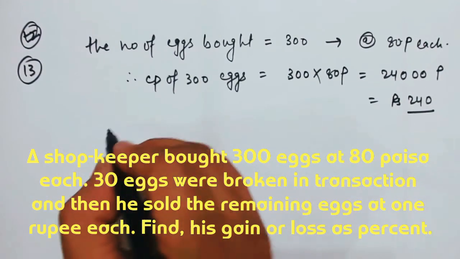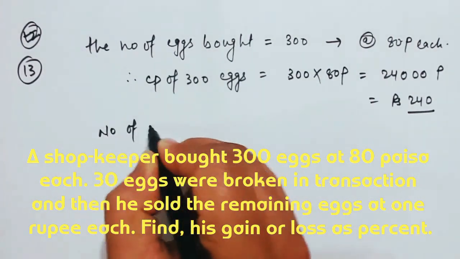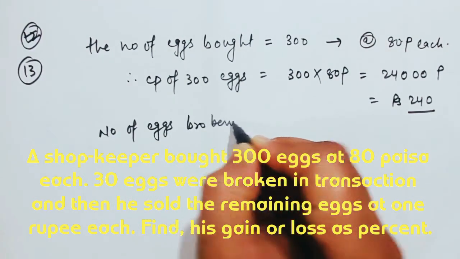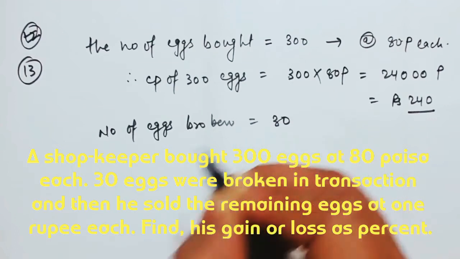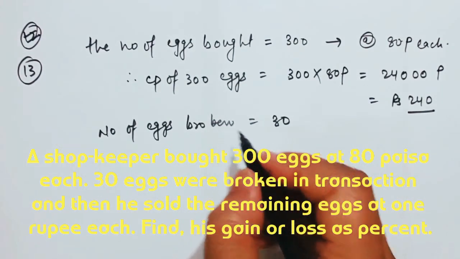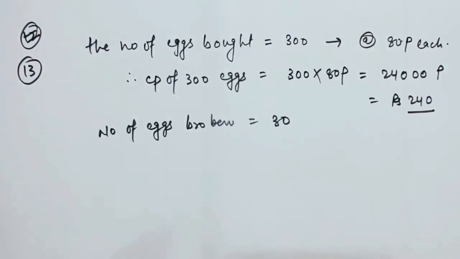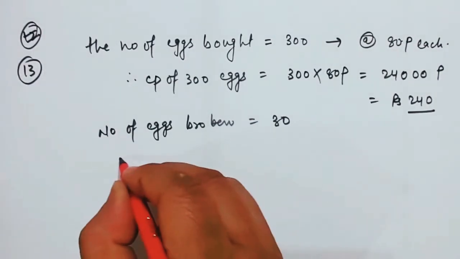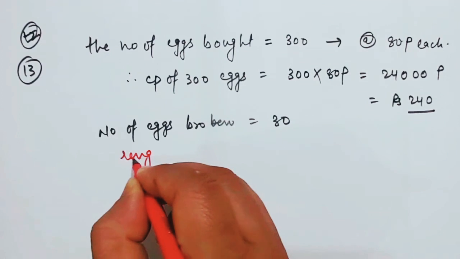30 eggs were broken. Number of eggs broken is equal to 30. So when 30 eggs were broken in transit, the remaining eggs are how much?